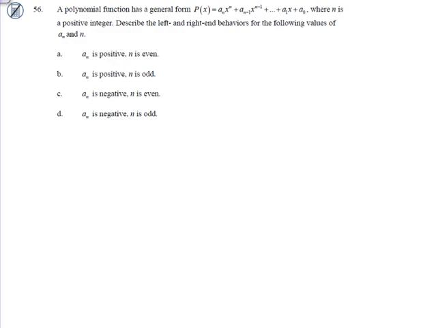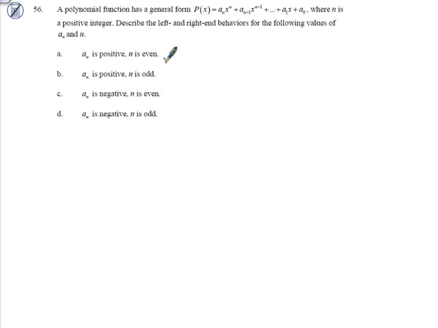A polynomial function has a general form p of x equals a big mess, where n is a positive integer. Describe the left and right end behaviors for the following values. So this problem looks pretty complicated, but it's really not. All this is saying is that a sub n is just my leading coefficient, and x to the n is just my power. So remember, we have the big chart that tells us all of these things, and we'll go through each one.